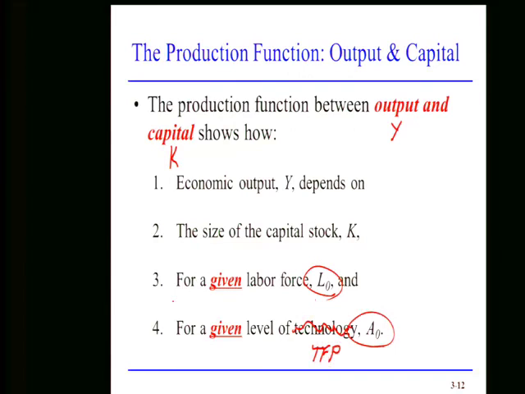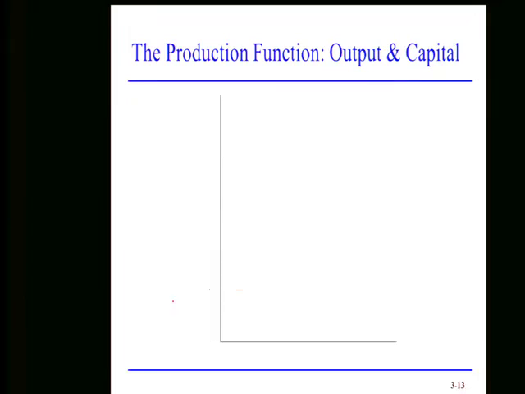Okay, I don't know who did these slides. Okay. So a given level of total factor productivity. That's why I've put this subscript 0 on here to indicate that those are a fixed level at this point. So what would this look like?